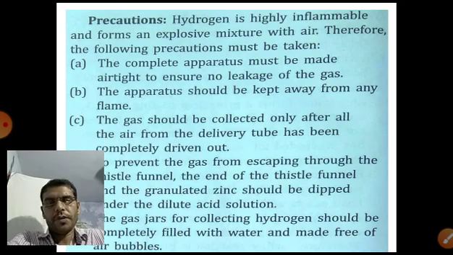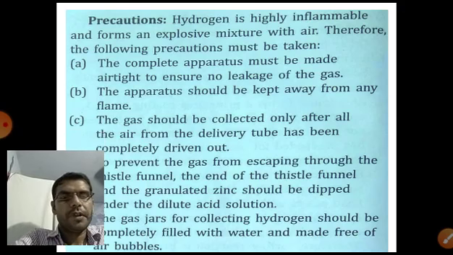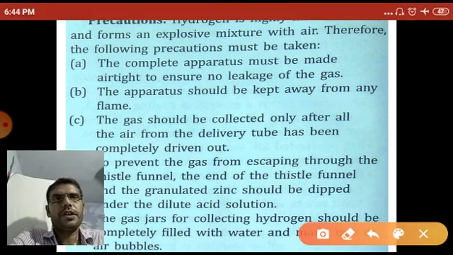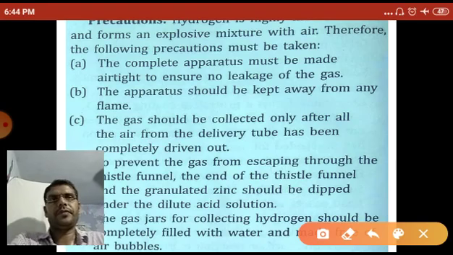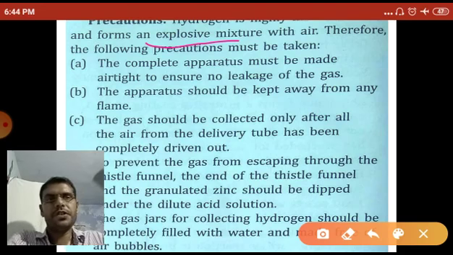Now, for the preparation of hydrogen gas in the laboratory, we should take precautions. Why? Hydrogen gas is a highly inflammable and highly combustible gas, and it forms an explosive mixture with air.